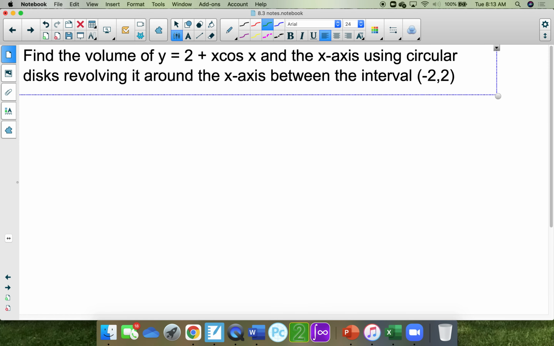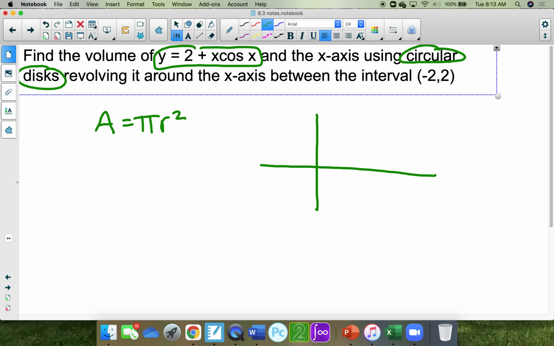Again, most of these are going to be circular discs. A circular disc, its area is equal to pi r squared. So the first thing you're going to do is graph this, and you're going to go from -2 to +2. The graph looks something like that when you graph it from -2 to +2.